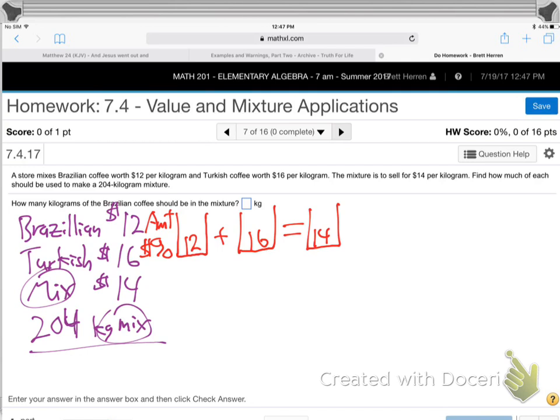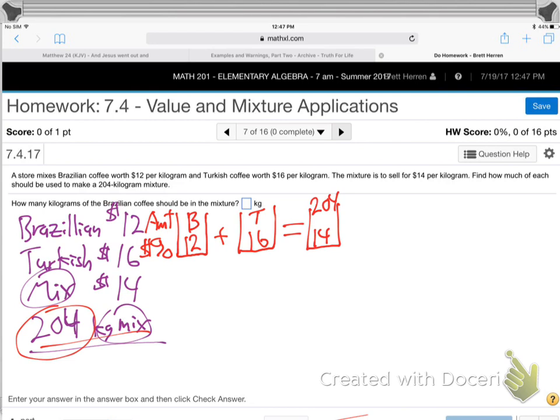All right, now what? They're giving me one other number. It's the 204. Where does it go? Top right, because it's 204 of the mix. So what goes above the 12 and the 16? X and Y, or you could do B for Brazilian, I think it might be easier, and T for Turkish. But you could just do X and Y. That's okay too. But it's nice to use meaningful letters. That's easier to know what's what at the end. So there we go. Take it from there.